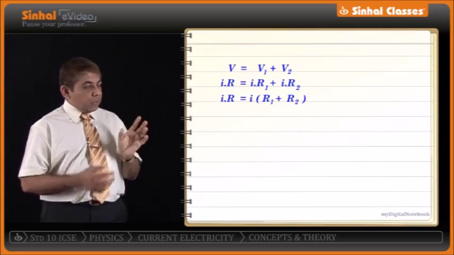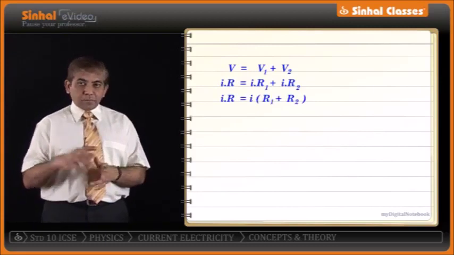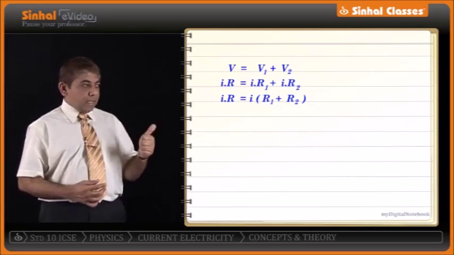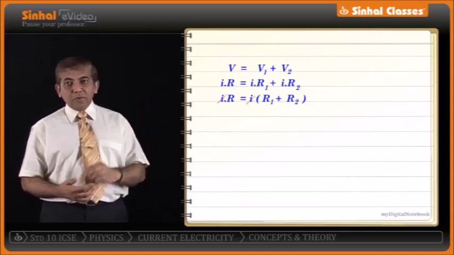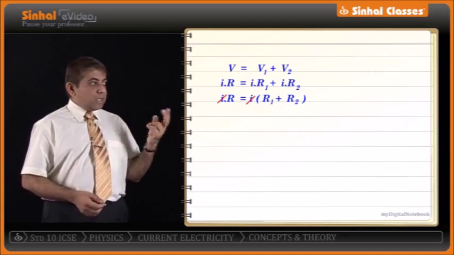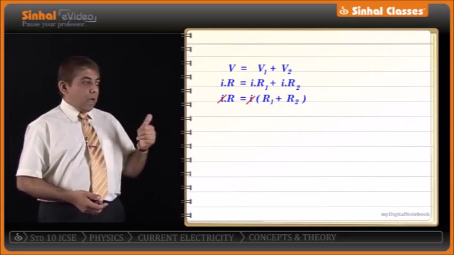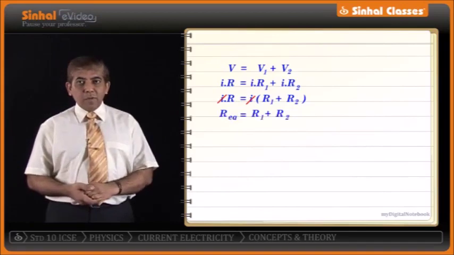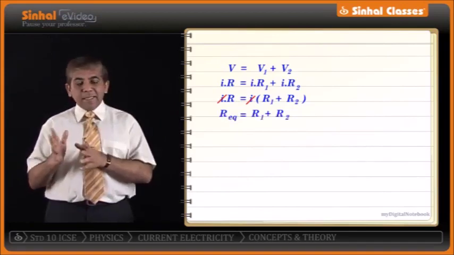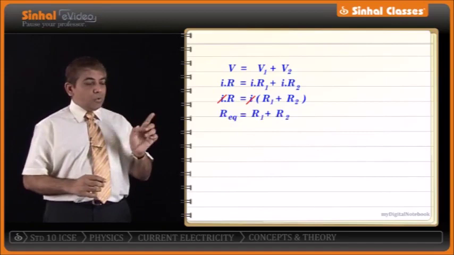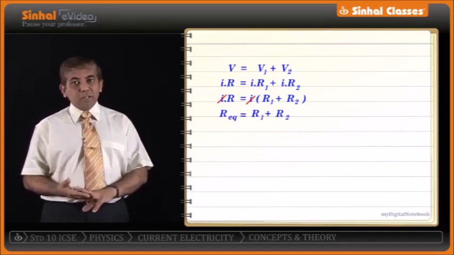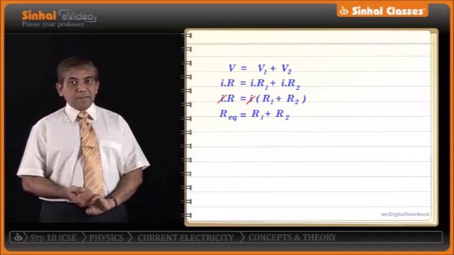Now since I know that I is not equal to 0, the current flowing through this combination is not equal to 0, hence I can divide on both sides. Dividing both sides by I, I get R equivalent is equal to R1 plus R2. So the combination of resistances connected in series is the sum total of individual resistances. That becomes the third conclusion as far as series is concerned.